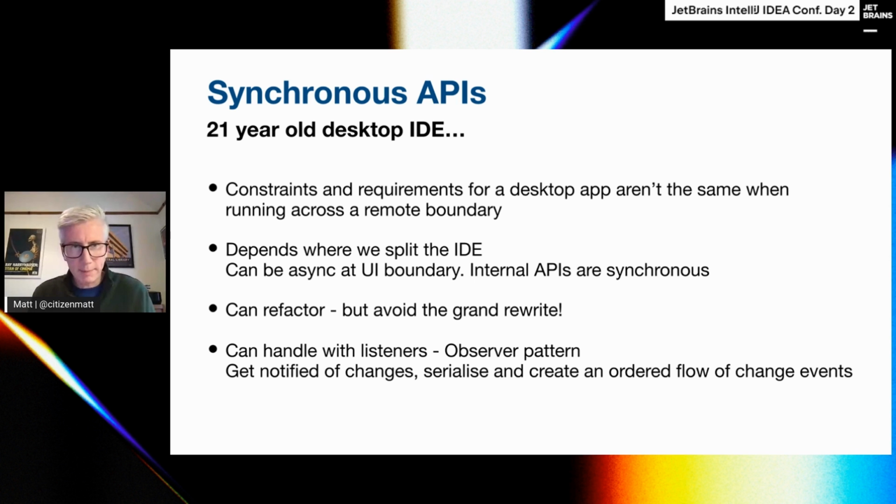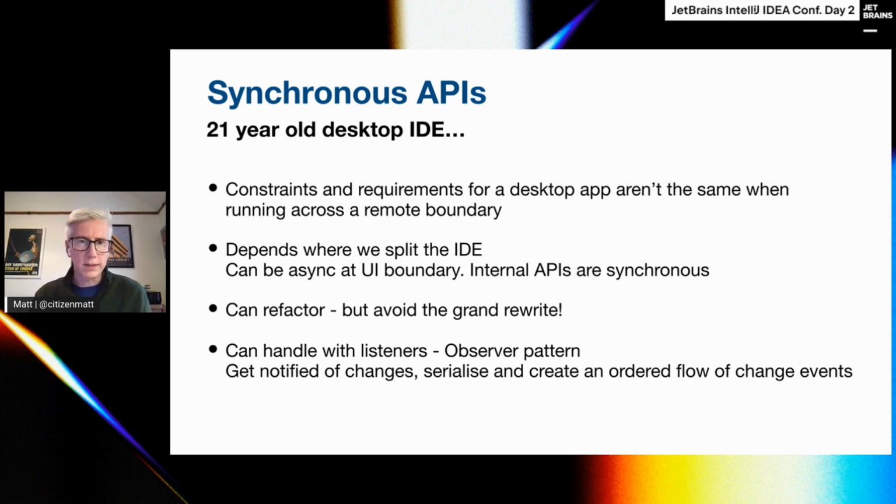If we take a look at one of those, then synchronous APIs. We're working with a 21-year-old desktop IDE here. It's got a lot of APIs in it, and a lot of features, and the constraints and requirements for this desktop application aren't the same when we split it across and run across different boundaries. But the problems we get with it depend on where we split the IDE. We can imagine that various synchronous APIs are going to have entry points at the user interface, and we could make those into async boundaries there. And then all the internal APIs being synchronous is okay because that could run on the server. But if we wanted to split things inside that boundary, then how would we work with that kind of thing?